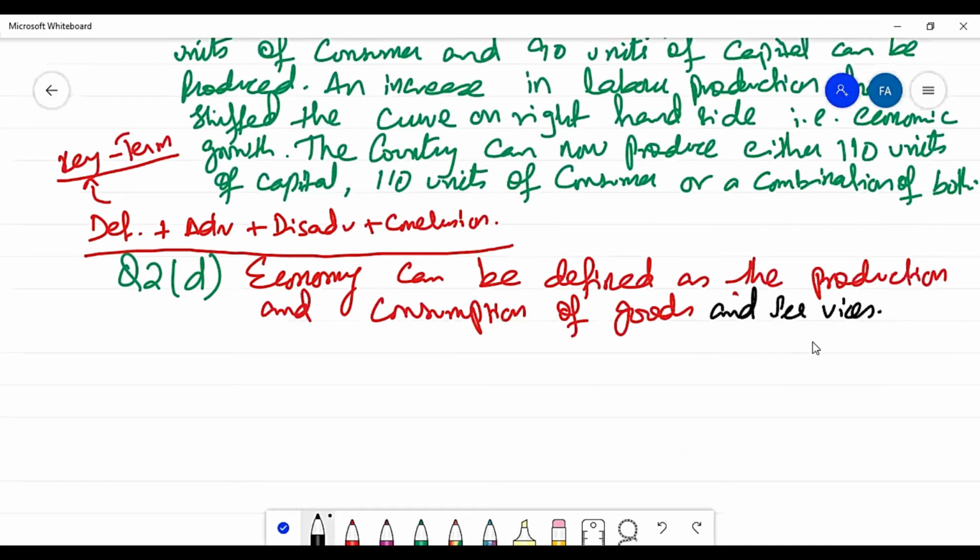So if you are saying that we have to allocate the resources, again, the end goal is this. It's up to you. If you want to include that detail, you can include that. Okay, so economy can be defined as the place where production and consumption of goods and services take place.